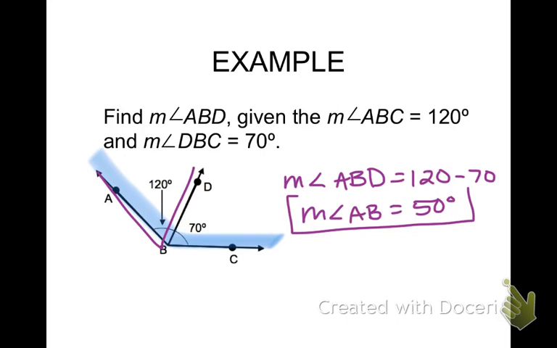Make sure whenever you're talking about the measure of an angle, you put the little degree sign there. And again, use common sense. If I add 120 plus 70, we get 190. Are any of those angles more than a straight angle, more than a straight line? No, there's no way. So this angle cannot be 190 degrees, so I'm going to subtract them to get to the 50.